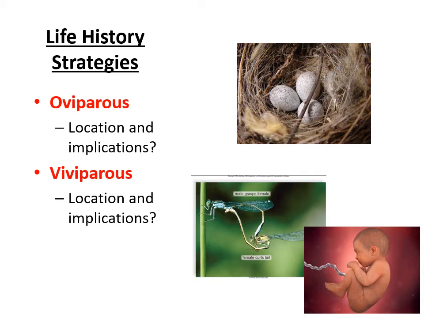Whereas viviparous, that's the strategy that humans use. That's where fertilization and development of the young offspring occurs internally, so within the mother. And in that case, there is not the need for the extra hard protection outside. Instead, there's the need for a structure that allows the internal exchange of materials from that mother to that fetus. And in the case of humans, that is a placenta.